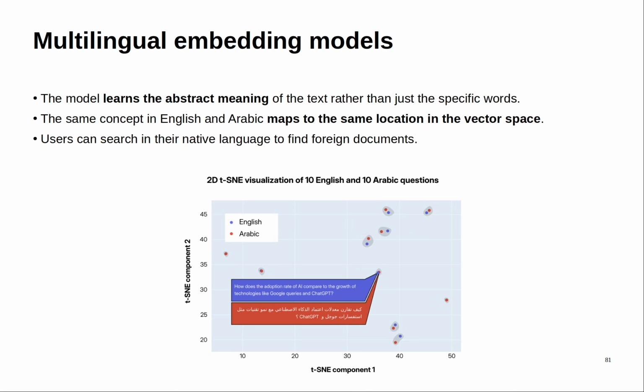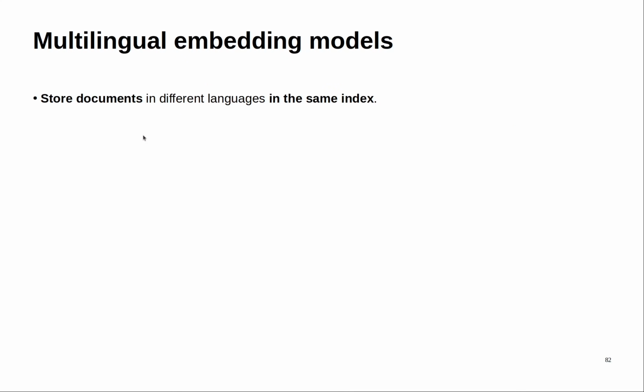The learned space becomes language agnostic. Since we are talking about multilingual embedding models, you can store documents in different languages in the same index. This makes retrieving information simpler because you don't need to manage multiple indices, one for Arabic, another one for English, and another one for French, let's say, if you are targeting these 3 languages. You can put all those documents into one centralized index if you decide to use a multilingual model.